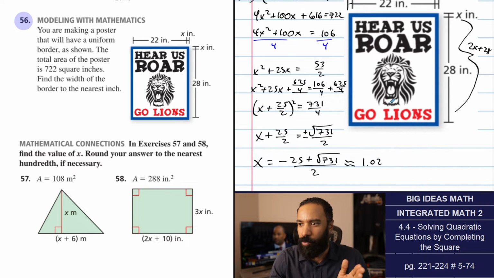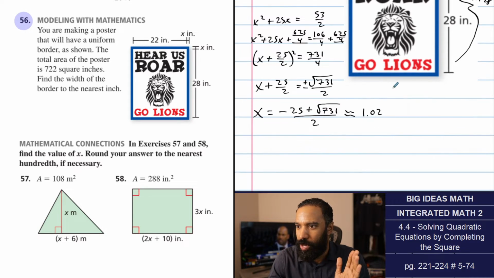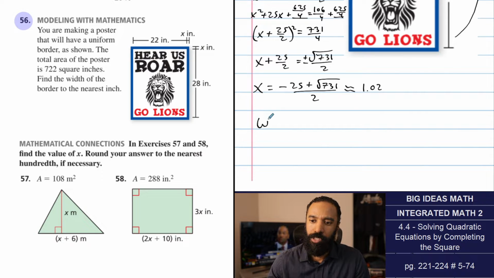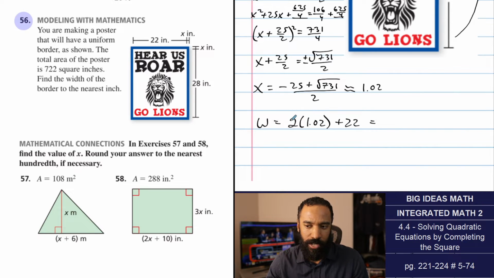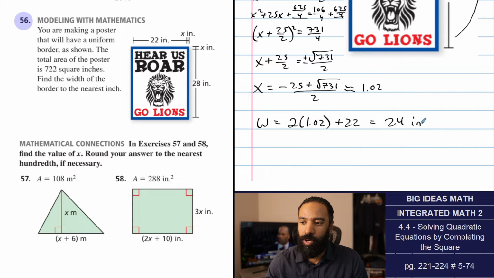But they said find the width of the border. The width is 22 plus those two things. So width is 2 times 1.02 plus 22. Listen, they said to the nearest inch, so 2 times 1 is 2, plus 22 is 24. About 24 inches. That's the width of that thing.